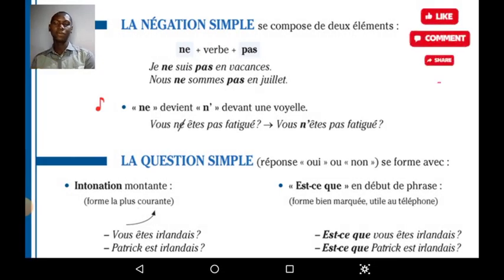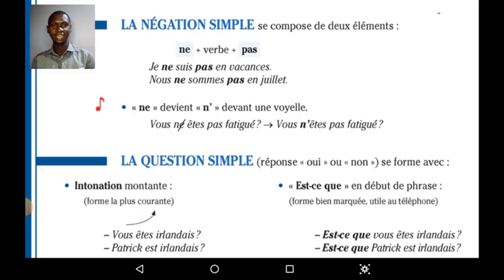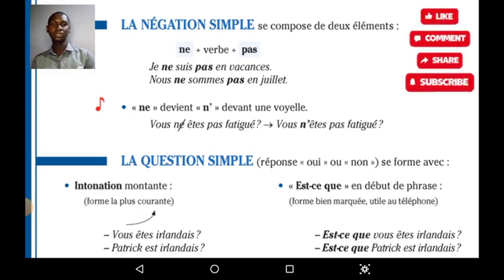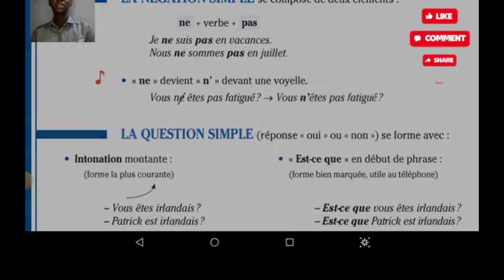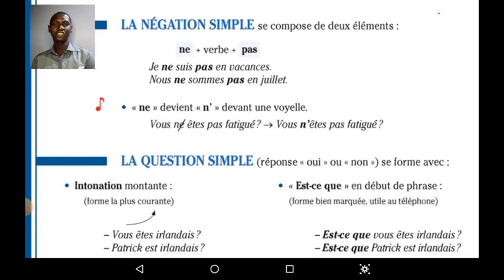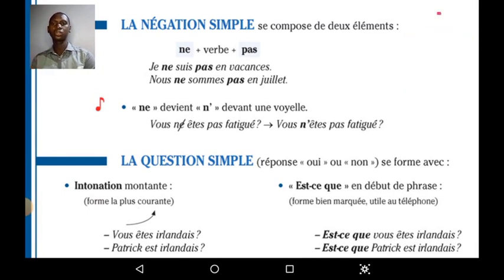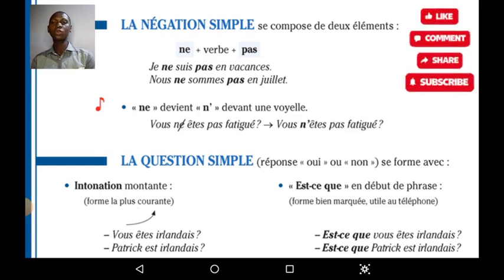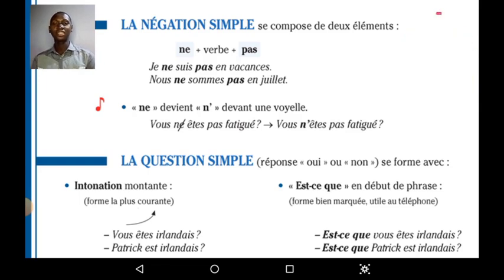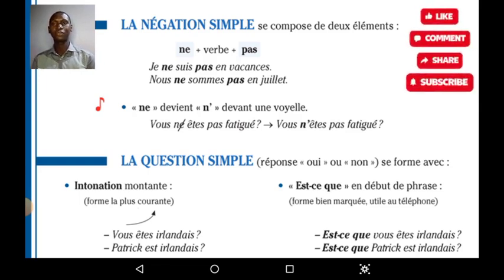Having looked at the form of negation, the next thing now is how to ask simple questions in French and how to answer either in the affirmative or in the negative. Affirmative meaning yes, or you are saying no. There are 3 basic ways to ask questions in French. Number 1, we call it l'intonation montante, la voix montante. That is the most common one. People use it a lot in almost every given language. You just make a declarative sentence, and you raise your voice at the end.